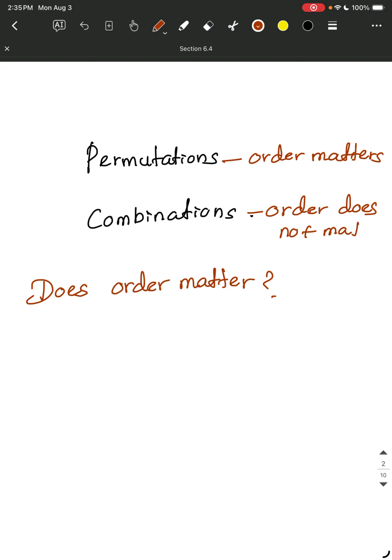So, by the end of today's lecture, you should be able to evaluate factorial expressions, calculate permutations involving repeated objects, calculate combinations, and determine whether a problem requires a permutation or a combination. Okay, before introducing permutations and combinations, we need to understand factorial notation. What does factorial mean?